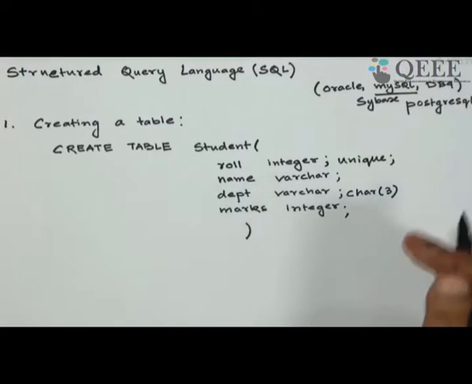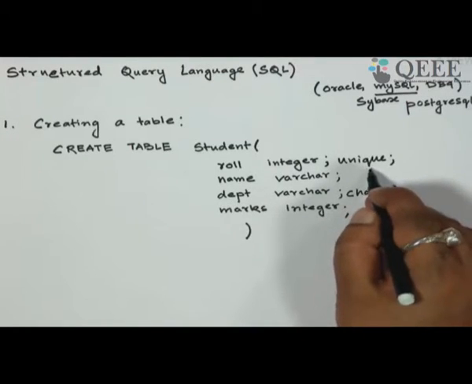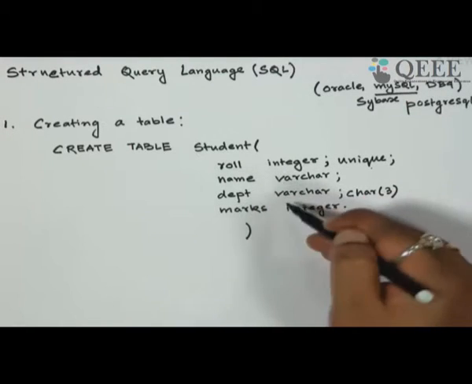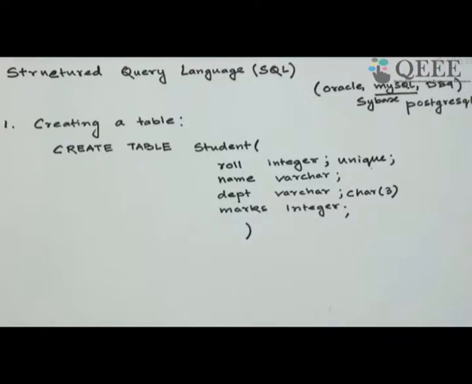There are other domain types also. You can also put constraints. For example, if I write unique, that means the roll number for every row has to be unique. Okay, so this creates a student table.